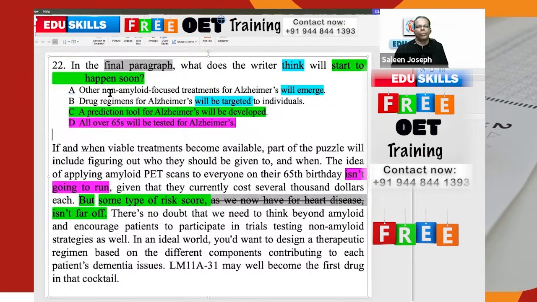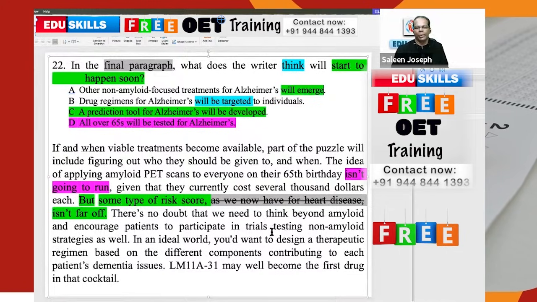Do you have anything speaking about other non-amyloid focused treatments? See, testing non-amyloid strategies as well. Non-amyloid focused treatments for Alzheimer's will emerge. There is no doubt that we need to think beyond amyloid and encourage patients to participate in trials testing non-amyloid. Does it say will emerge? No, Father. Will emerge means a factual statement.